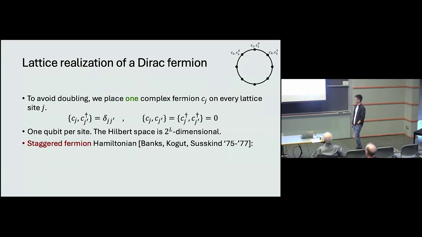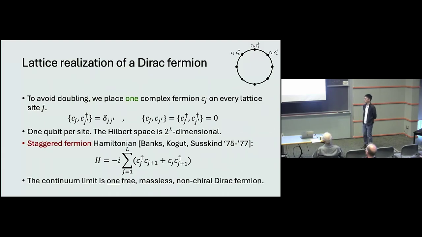Now, the Hamiltonian I'm going to work with is really the simplest possible lattice Hamiltonian, which was also studied by Tom Banks, John Kogut, and Lenny Susskind from 75 to 77. And that's this Hamiltonian. This is really the simplest Hamiltonian you can write down: nearest neighbor interaction, C dagger C, so that it will preserve one U1, as I will discuss momentarily. The continuum limit of this Hamiltonian is a single, free, massless, non-chiral Dirac fermion. All right, so we have a Hamiltonian that flows to our target quantum field theory.